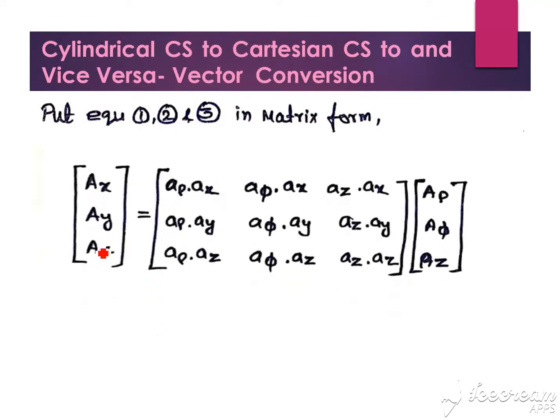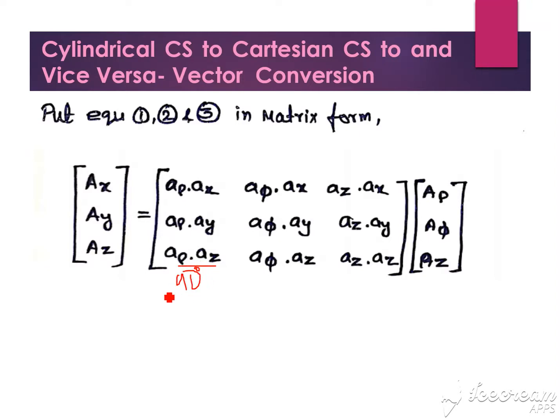Then we get Ax, Ay, Az is equal to the coefficient matrix into A rho, A phi, Az. Now we need to find each parameter in the matrix. Totally there are 9 parameters. Here we have rho and z, and phi and z. These are parameters with respect to cylindrical, and these two are perpendicular to each other, that is, the angle is 90.